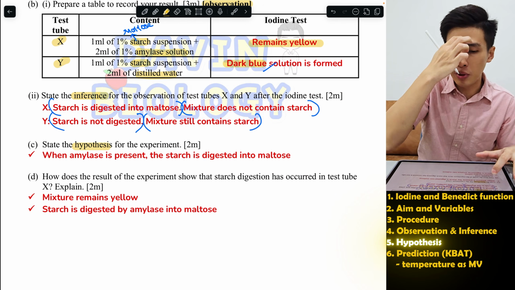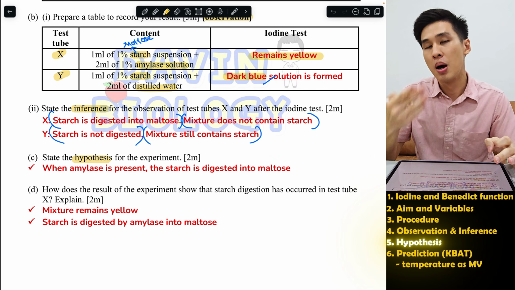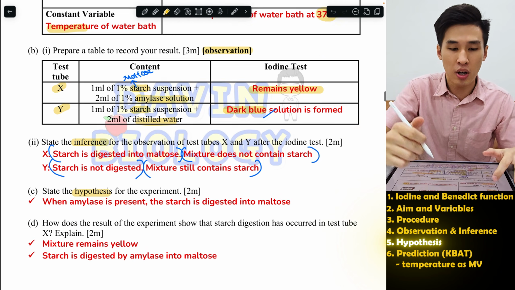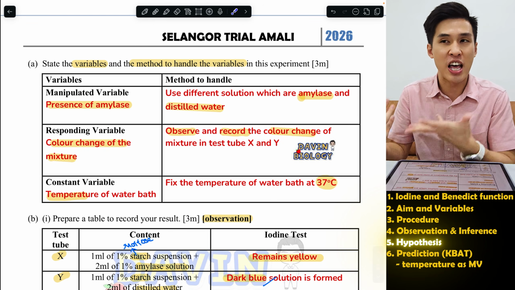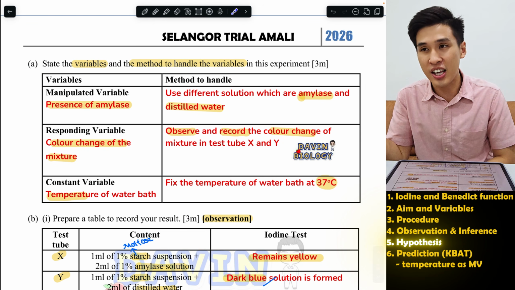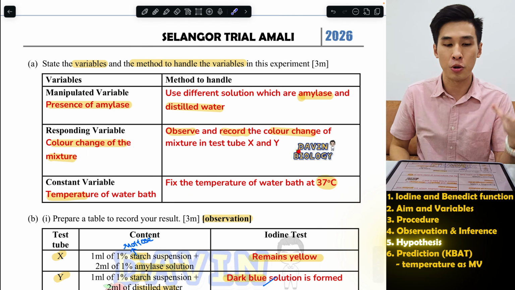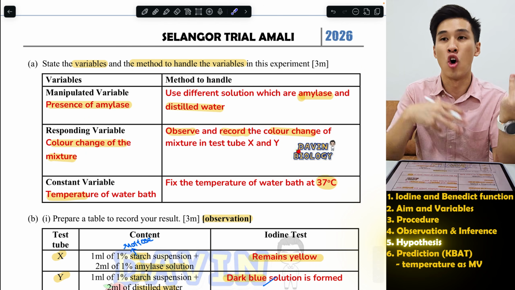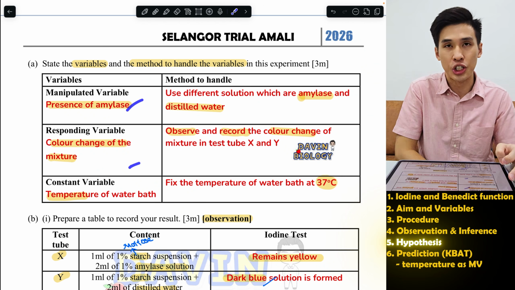Now, in most experiments, for the hypothesis we can always say the higher the MV, the higher the RV. But for this experiment, you can't do that. It's because this MV is not something you can measure. It's not a value like cm, percentage, mole, concentration. You can't use numbers like 1.1, 1.2. It's whether there is amylase or not. So for this kind of experiment, you cannot say the higher the amylase, the higher the color change.